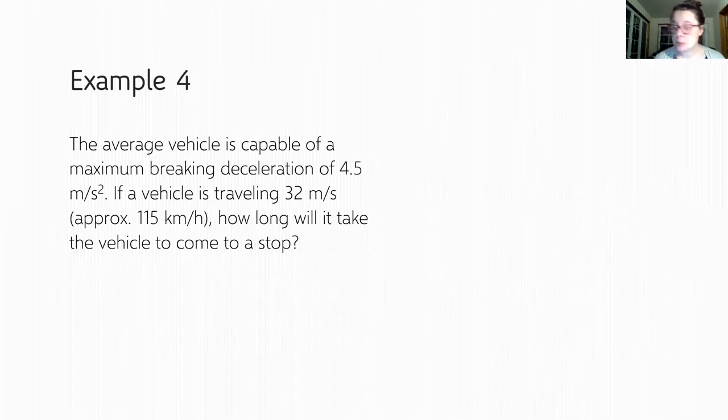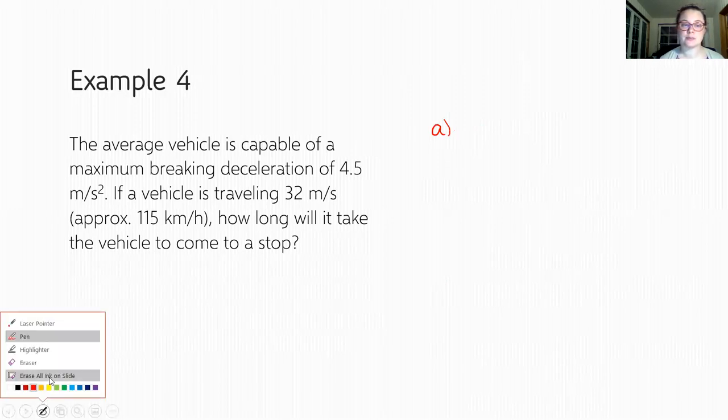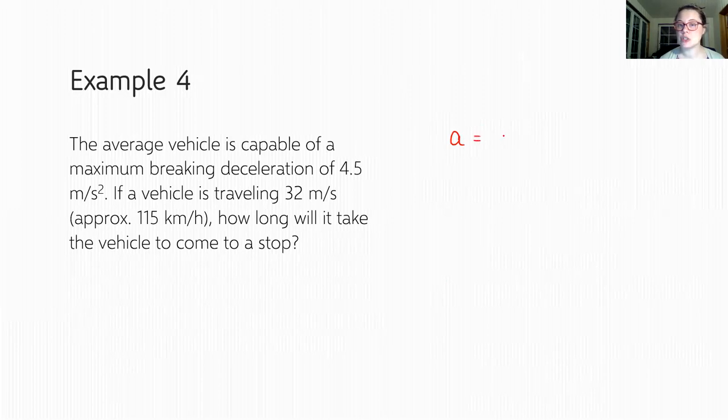Okay, so let's figure out our pieces. We're slowing down, so our acceleration or deceleration, I didn't mean to put a bracket around that. So our acceleration is equal to 4.5 meters per second squared. Initially, I'm traveling at 32 meters per second, and I'm coming to a stop. If I start at 32 and I come to a dead stop and have 0 meters per second for my speed, then my change in speed is 32 meters per second. Okay, and I want to know how long is it taking to stop.